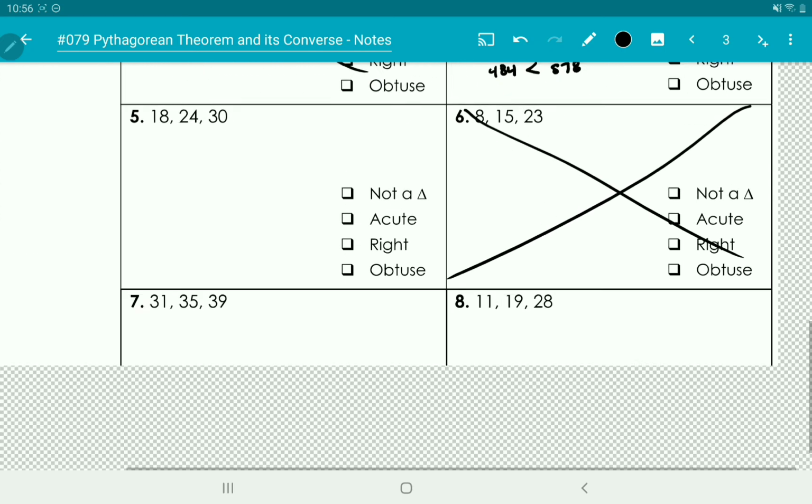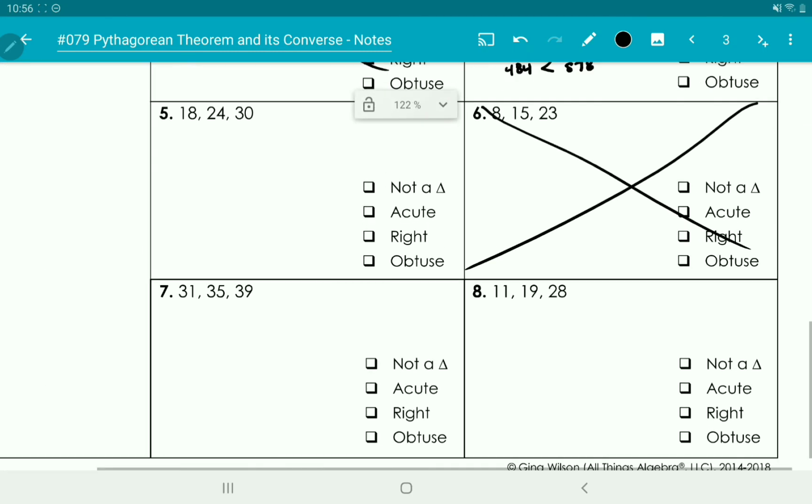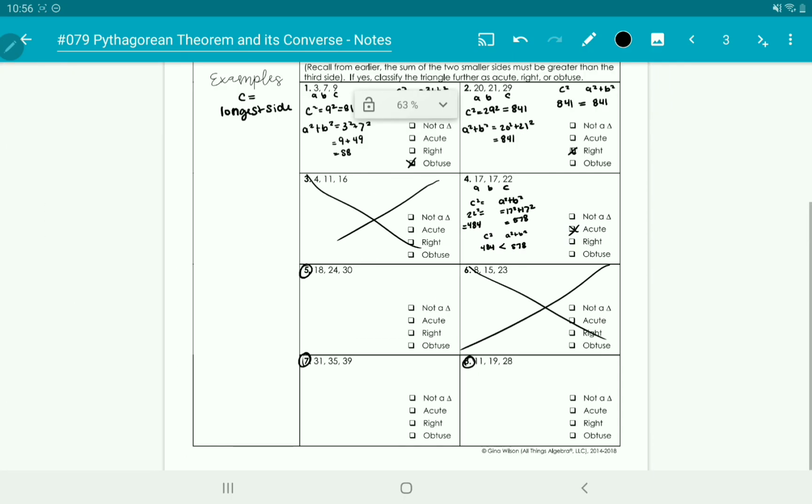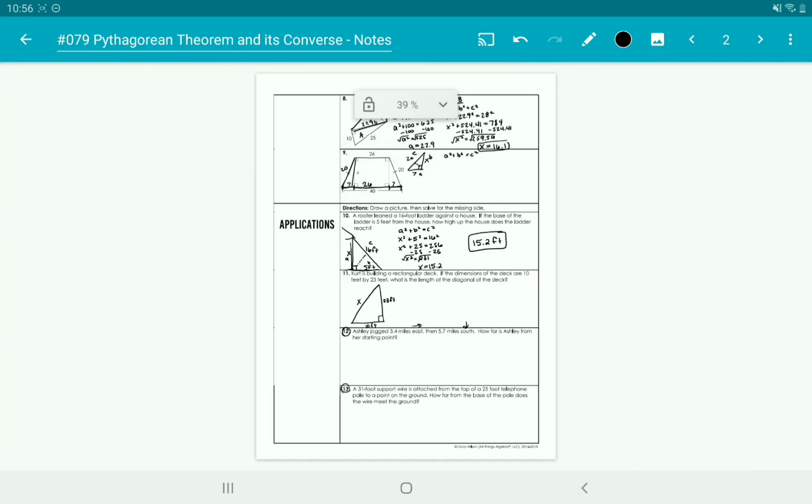So literally just figure out what a squared plus b squared is, figure out what c squared is, and determine which one's greater, or if they're equal. Go ahead and try 5, 7, and 8 on your own. You can do those. Let me know if you guys have any questions, if you have any problems.